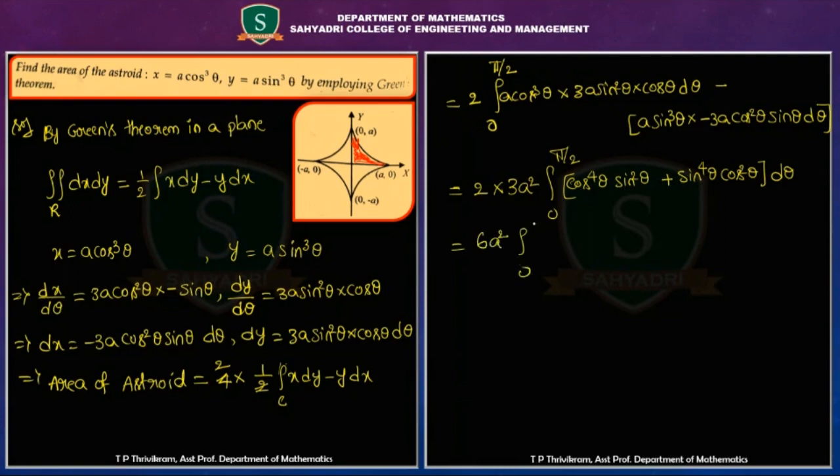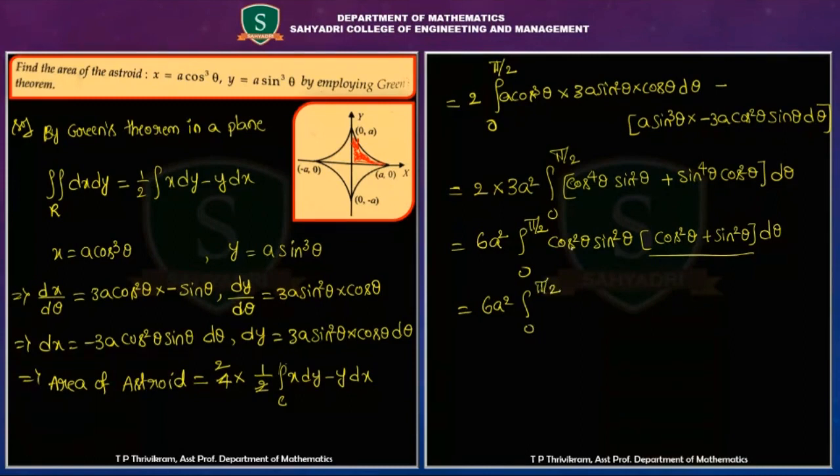Integral 0 to pi by 2. Is there anything common in these two terms? Cos square theta into sin square theta. You'll get cos square theta in the first term plus sin square theta in the second term, d theta, so that it is reduced to one term. So this value is 1. So 6 a square integral 0 to pi by 2. Cos square theta sin square theta is there. I can write it as cos theta sin theta whole square d theta.